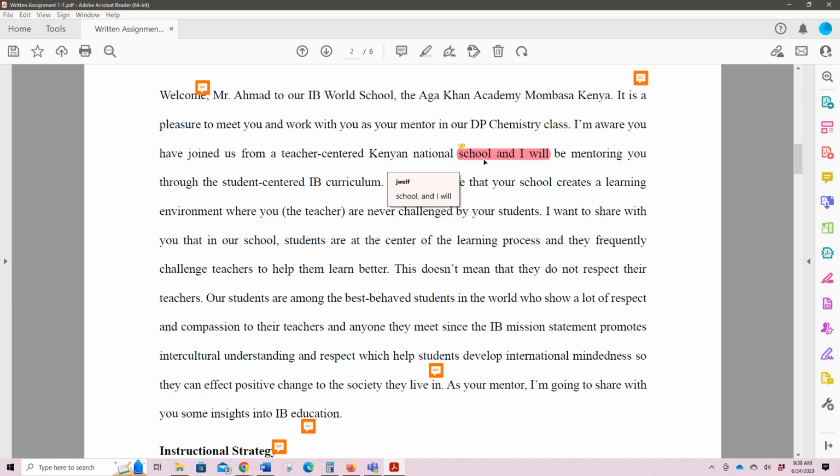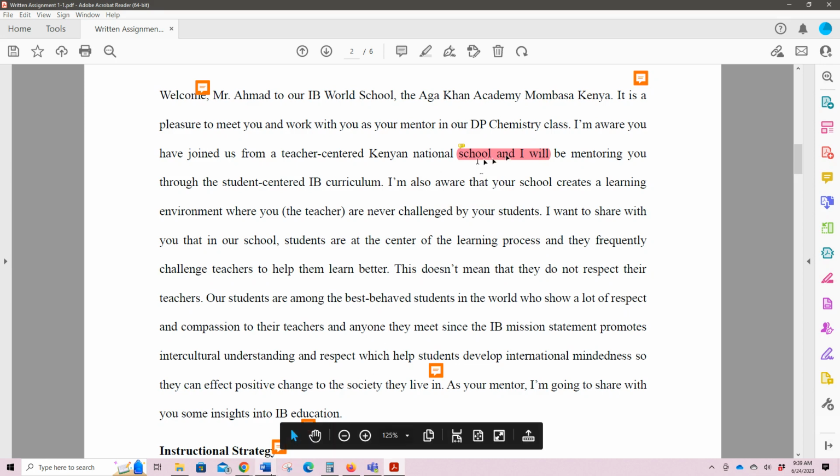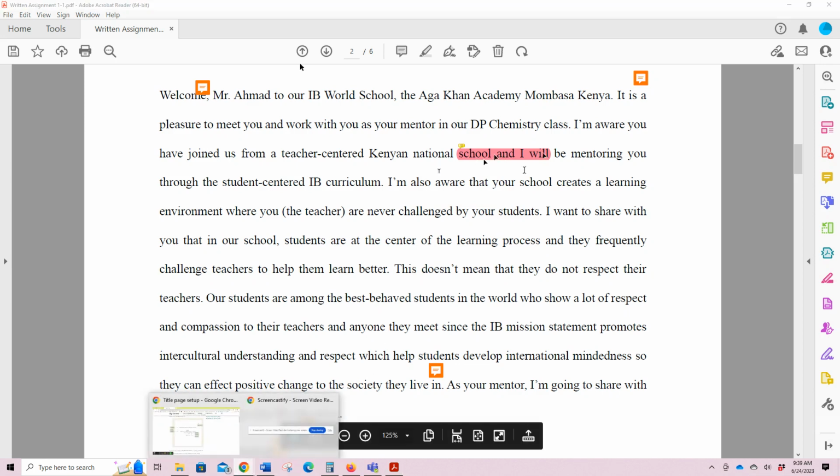When you have a conjunction like and, or, but, so, if you have a sentence on one side and a sentence on the other side, you need a comma before the conjunction. So, for example, "I'm aware you've joined us" is a sentence, and "I will be mentoring you" is a sentence. So, we need that comma after the word school.